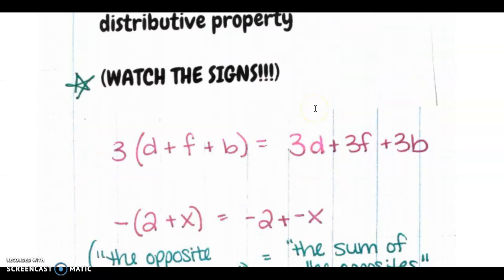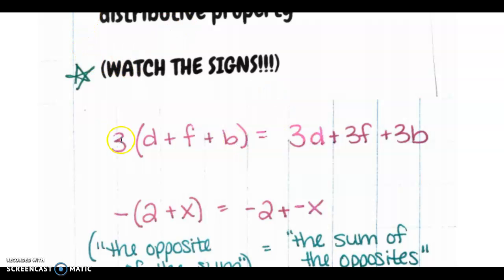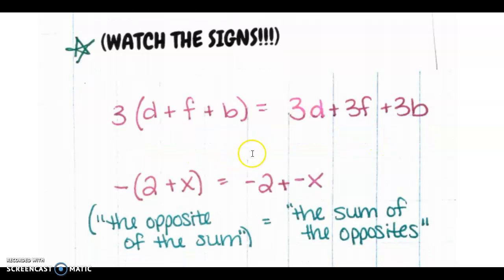Let's look at some more examples. Here we go, this is an algebraic example. D represents drinks, F represents fries, B represents burger. So there's 3 meals, and we're going to use these parentheses to show grouping. So 3 groups of this sum. A product of a sum is equal to the sum of all the products individually. So there's 3 drinks, 3 fries, 3 burgers. So you have 3 drinks and 3 fries and 3 burgers.